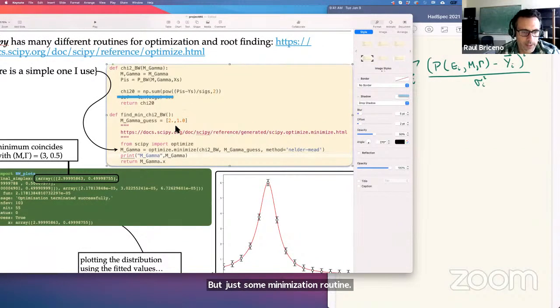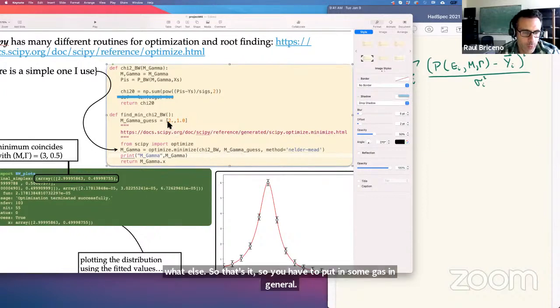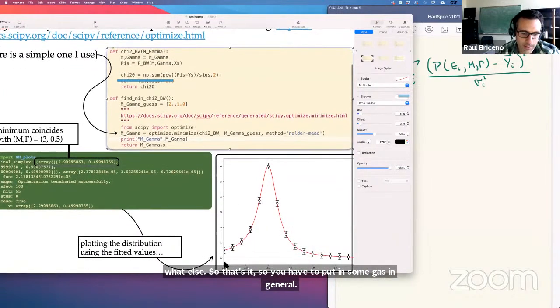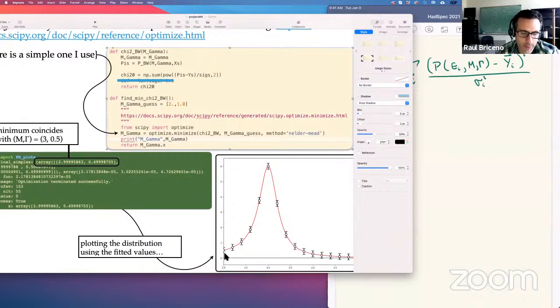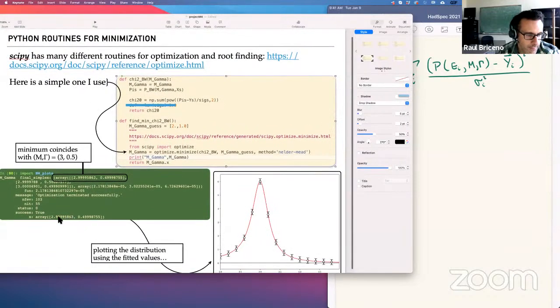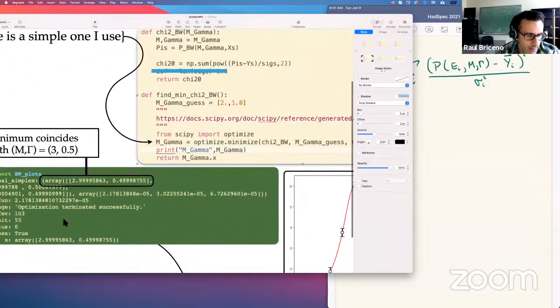And what else? So that's it. You have to put in some guess in general to tell it where to start looking. So here I've made some guess just from looking at the data. I said, oh, start around 2 and use gamma of 1, just a random guess. And then the routine gets me back this value right here, m_gamma. And if you print out m_gamma.x, it gives you back the final values, which is this thing right here.